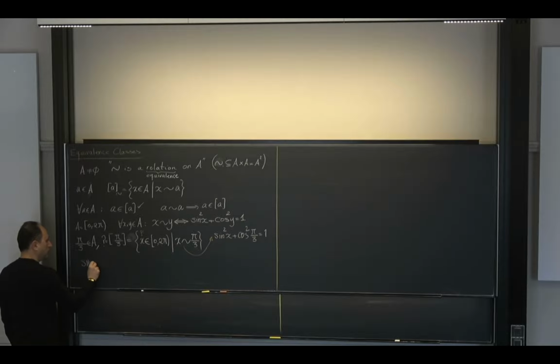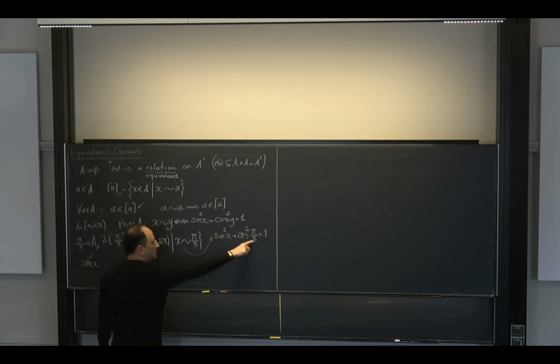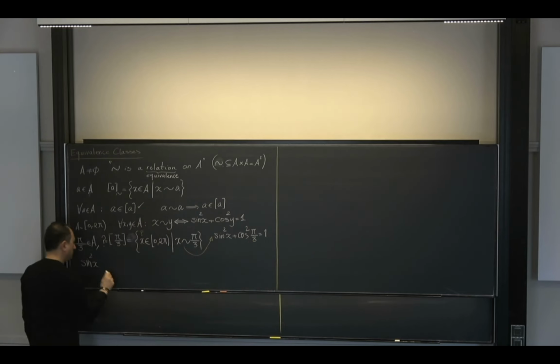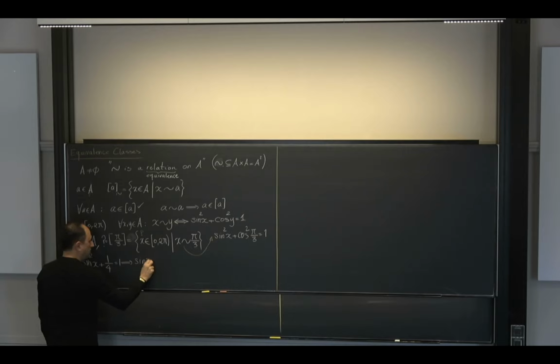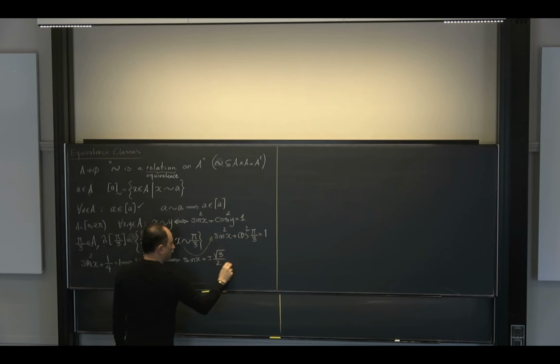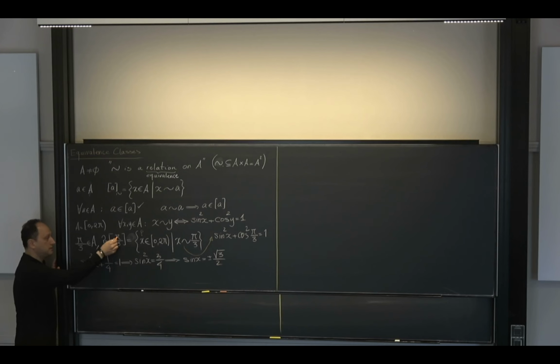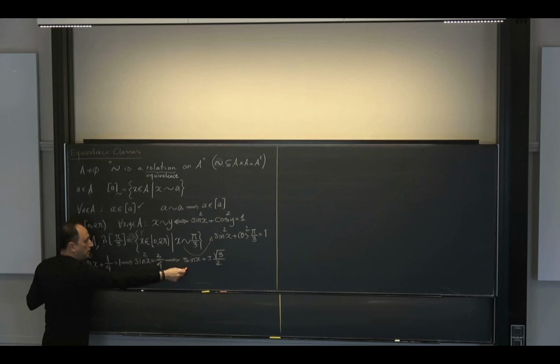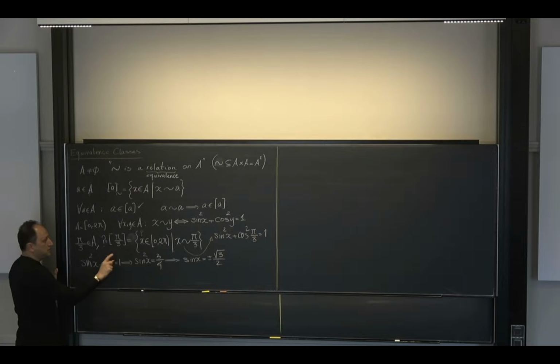So this becomes sine x squared plus cosine of 60 degrees, which is 1/2, squared is 1 over 4, is equal to 1. So this means that sine squared x is 3/4 if I move this to the other side, and if I take the square root, it becomes plus or minus the square root of 3 over 2. So if I am looking for the equivalence class of pi over 3, I have to solve this equation, but not in general, because I am only interested in elements between 0 and 2 pi.